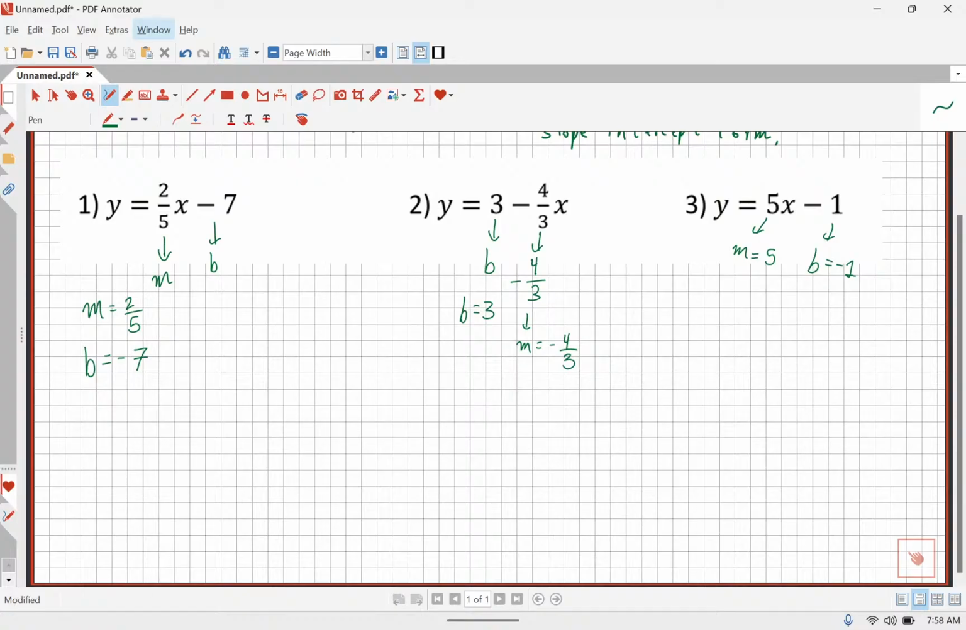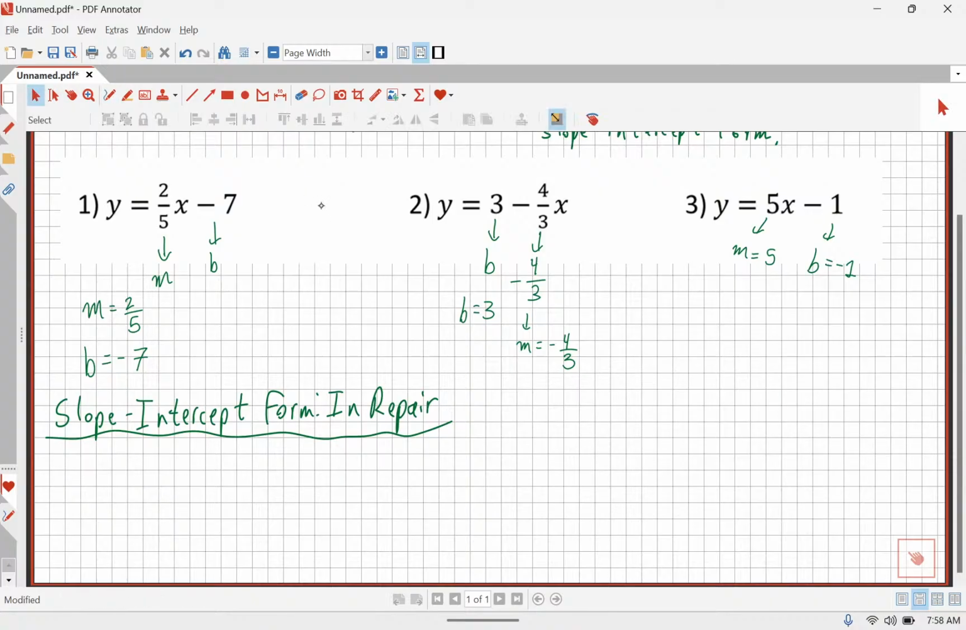So let's go ahead and do this, guys. Underneath all this, got a pencil? Slope-Intercept form in repair. There's also a song I really like, In Repair, but that's a different story.